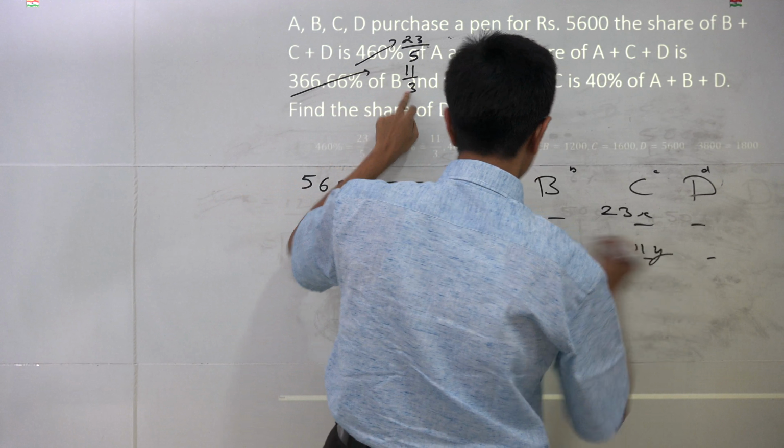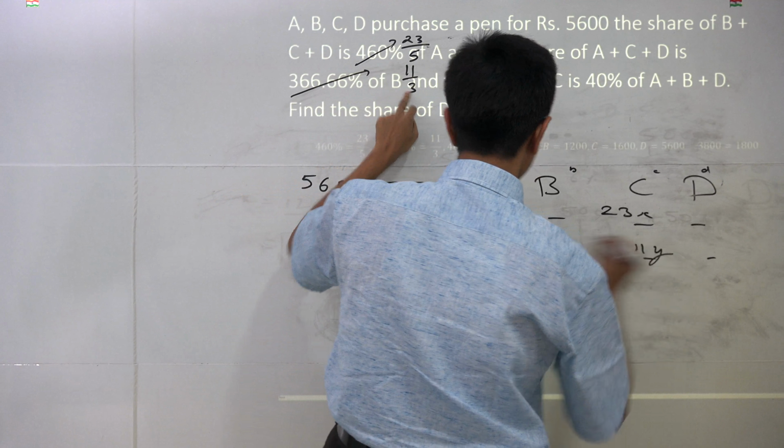Now look at this, the beauty of this one. This representation versus our A plus D plus C representation, look at how much more beautiful this is. Here, what do I have to do? I see 5x plus 23x, which is equal to 28x, is equal to 5600. Therefore, x comes out to be 200. Therefore, my investment for A comes out to be 200 into 5 or 1000.